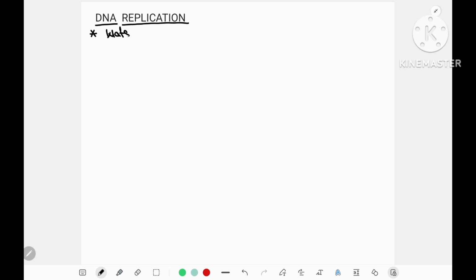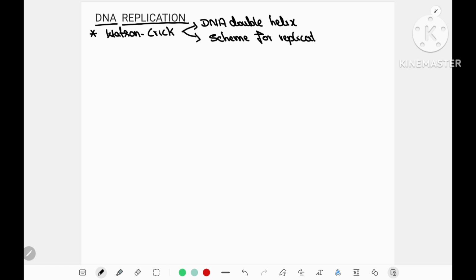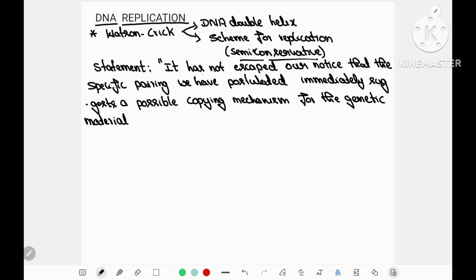In this class, let us discuss the process of DNA replication. You know that Watson and Crick had already proposed the DNA double helical structure. Almost at the same time, immediately after proposing the DNA double helix, the same two people, Watson and Crick, also proposed the scheme for the process of DNA replication, that too the semi-conservative method of DNA replication. The statement for semi-conservative DNA replication is explained by their hypothesis.